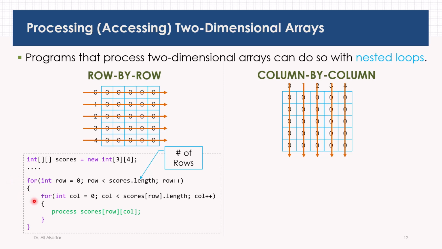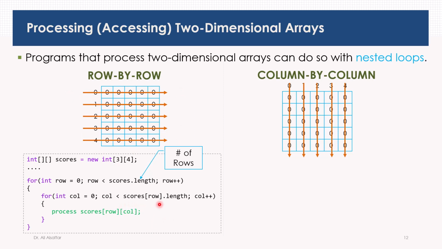The inner loop is responsible for the number of columns. And remember that each row is in fact a one-dimensional array. And if you define an array this way, then this is not a ragged array. That means the size of each one-dimensional array in a row is the same. So you can use the length of this one-dimensional array to specify the number of columns in the inner loop.